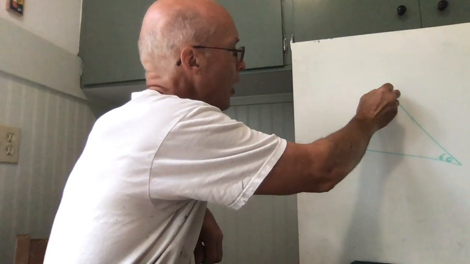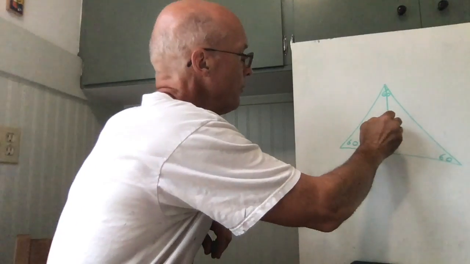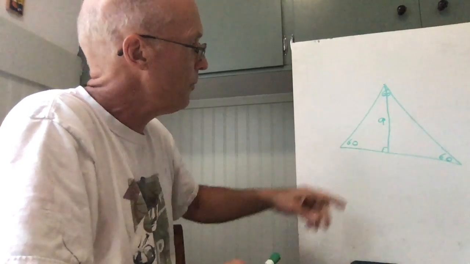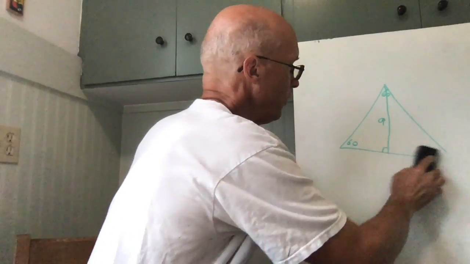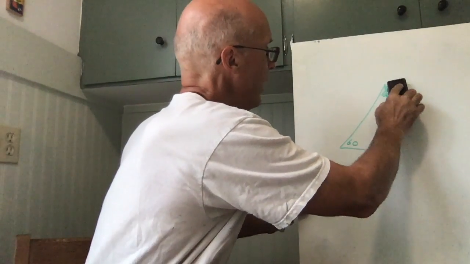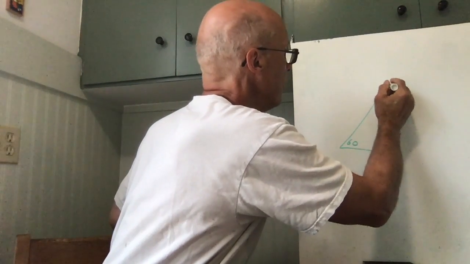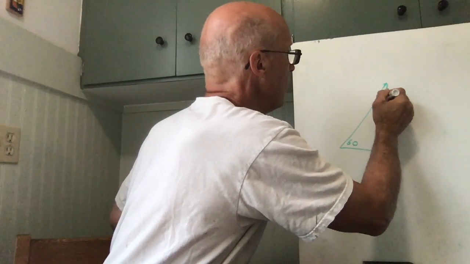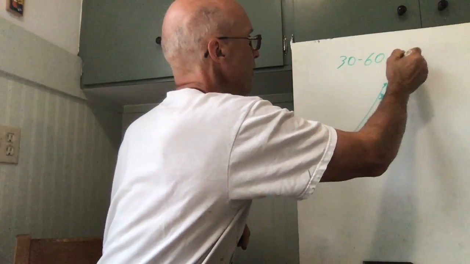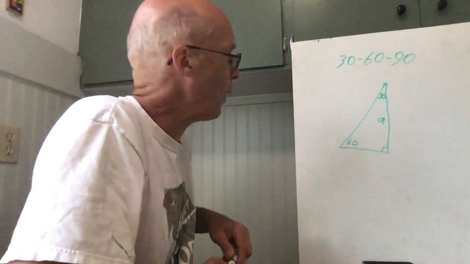Let's do the altitude here. The altitude for an equilateral triangle is going to bisect that angle. And so let's get rid of this whole side. But it's going to bisect that, so what degrees is that going to be? That is now going to be 30 degrees. So this triangle is going to be a 30, 60, 90 triangle. That's our second special right triangle.